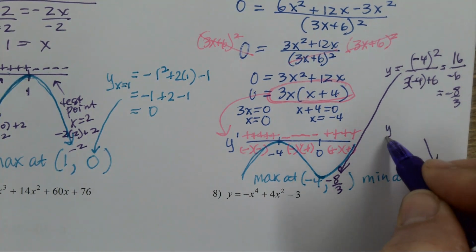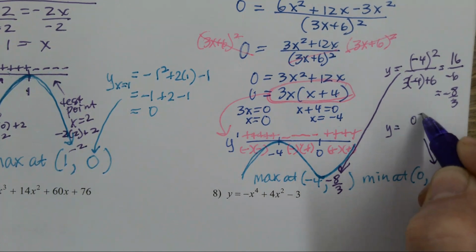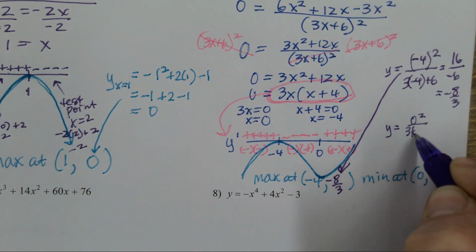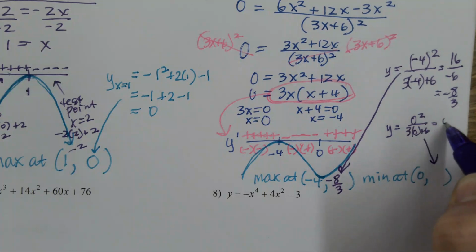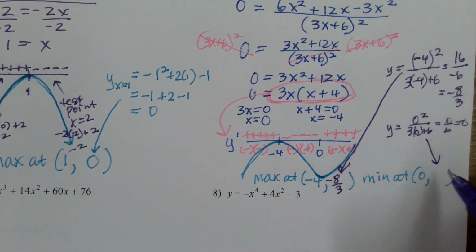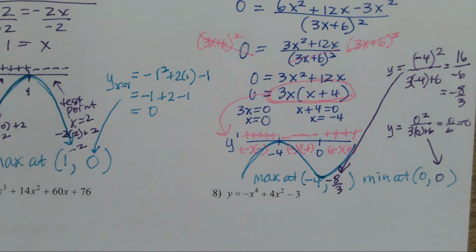So that's y equals 0 squared over 3 times 0 plus 6, which is 0 over 6, or 0. So I have a min at 0, 0. Find your derivative, set it equal to 0, do test points around those locations to figure out if you have mins or maxes. It is helpful if you know the equation or what kind of function you're graphing or looking at in the first place.